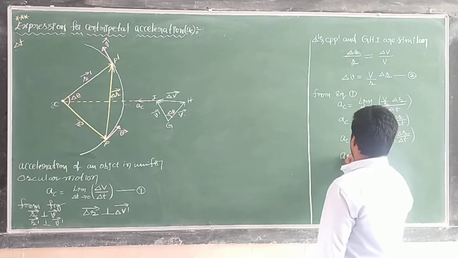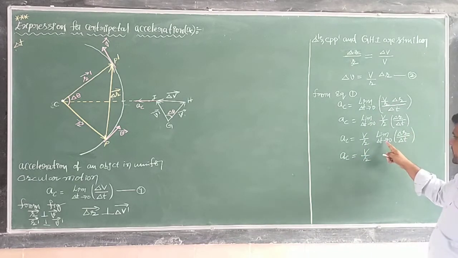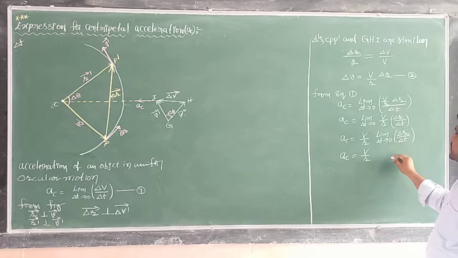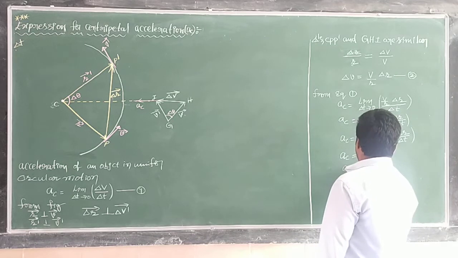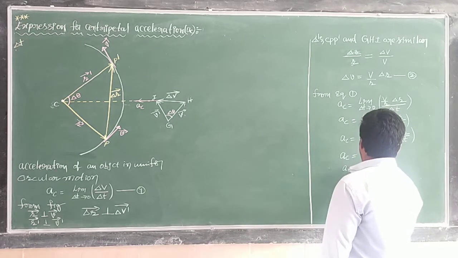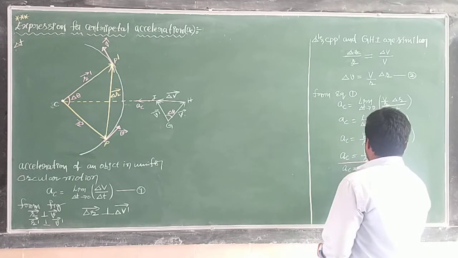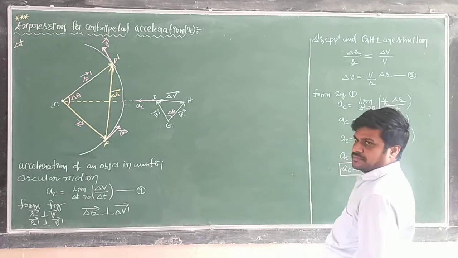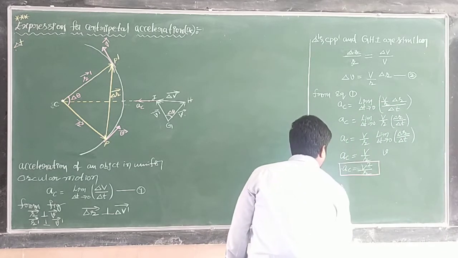Now AC equals V by R into the limit delta t tends to 0 of delta R by delta t, which is nothing but change in position divided by time, called velocity. So velocity V we can write. So AC equals V square by R. This is the centripetal acceleration.